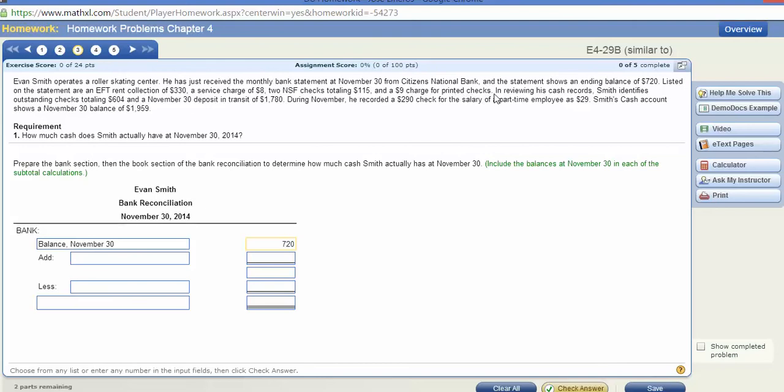Looking over at the cash records, though, with the actual books that the company has, it says Smith identifies outstanding checks totaling $604, and on November 30th, notice on that very last day of the month, a November 30th deposit in transit of $1,780. Here's our deposit in transit. This $1,780, since it's in transit, is not in this balance. So we have to adjust this up to reflect the fact that this will eventually get deposited. So let's get our deposits in transit, and this is going to be $1,780.